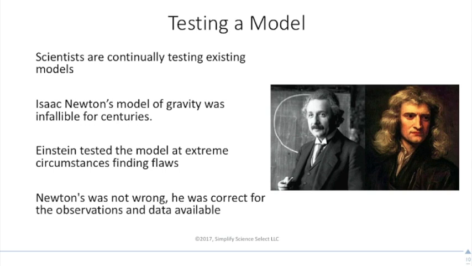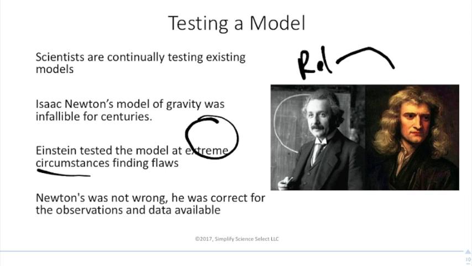Now, it's really important that you test a model. Like we said, scientists are always continually testing models. Okay, once again, Isaac Newton's model of gravity was infallible for centuries. Einstein tested it under extreme circumstances, with the key being extreme circumstances, things like black holes, in order to find the flaws. So Newton wasn't wrong. In fact, if you look at Einstein's relativity, whenever you put it under the conditions that Newton had, it reduces down to what Newton said, but there are slightly other factors that weren't accounted for.